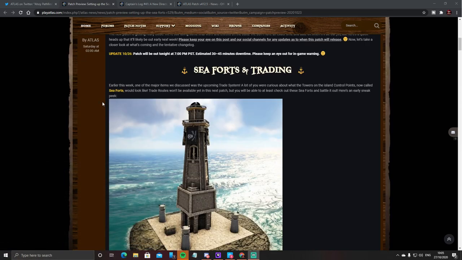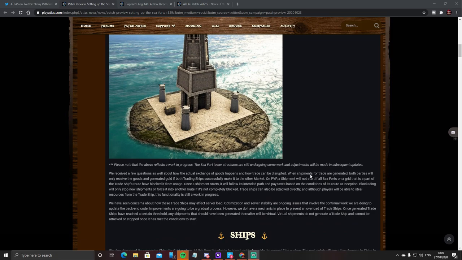Sea forts and trading. Earlier this week, one of the major items we discussed was the upcoming trade system. A lot of you are curious about what the towers on the island control points, now called sea forts, would look like. Trade routes won't be available yet in this next patch, but you will be able to at least check out these sea forts and battle it out. Here's an early sneak peek. Please note that the above reflects a work in progress. The sea fort tower structures are still undergoing some work, and adjustments will be made in subsequent updates.